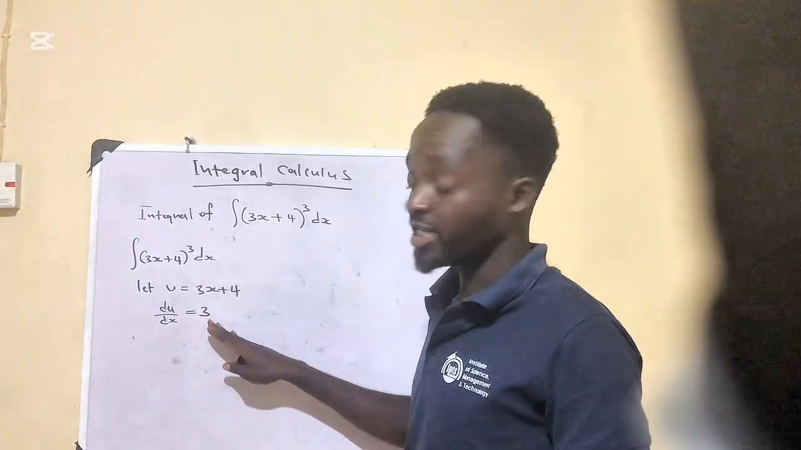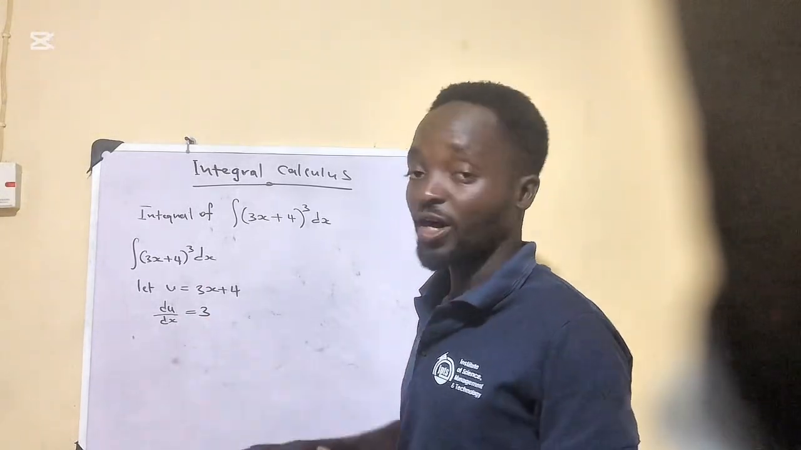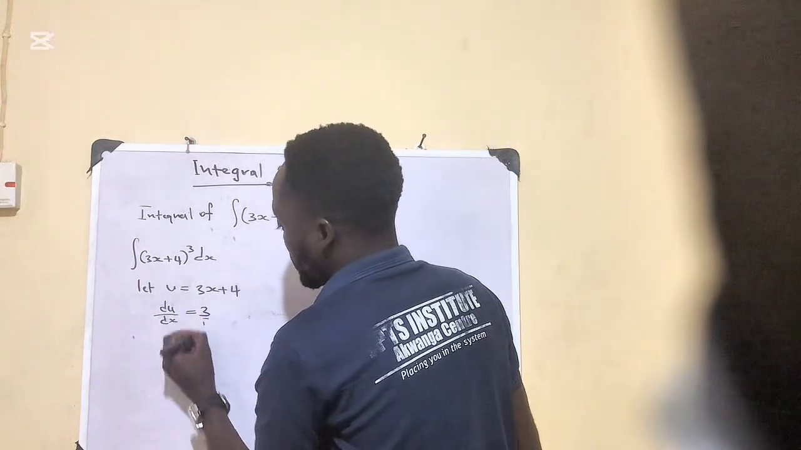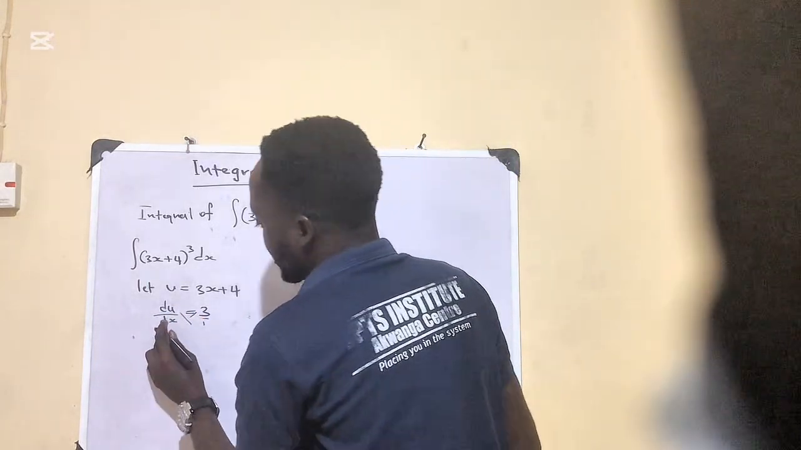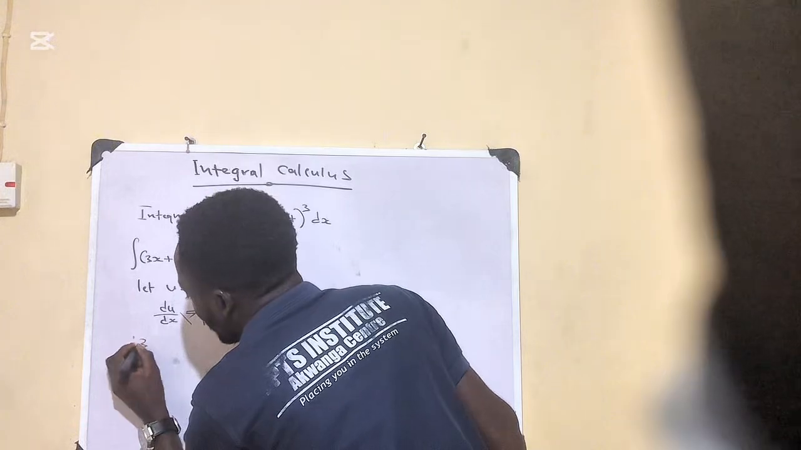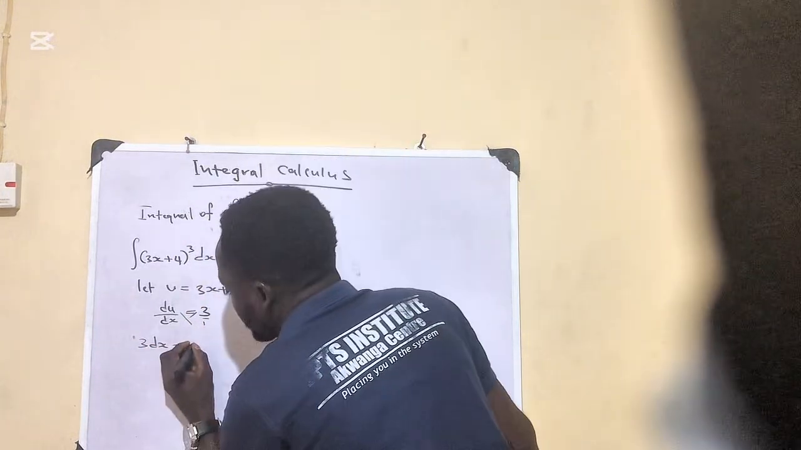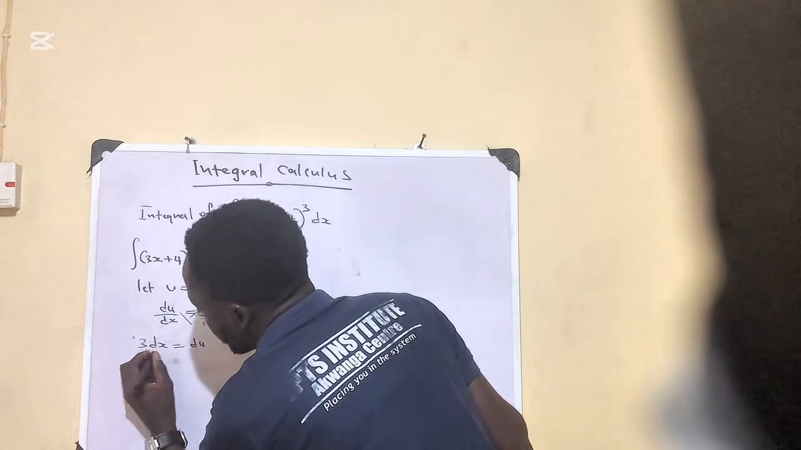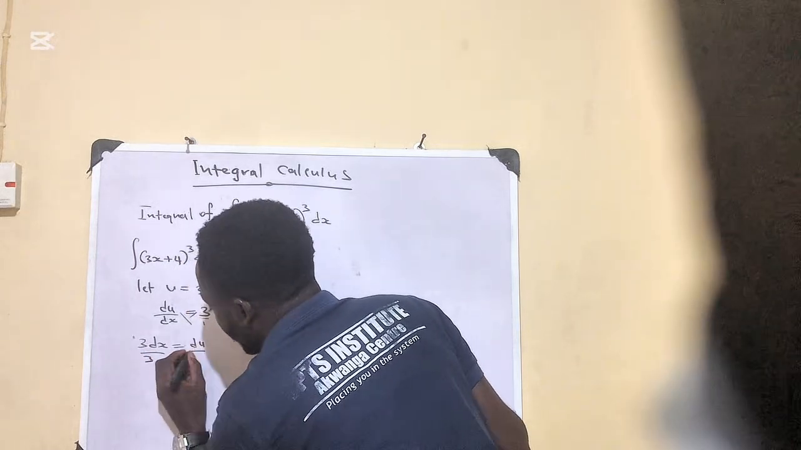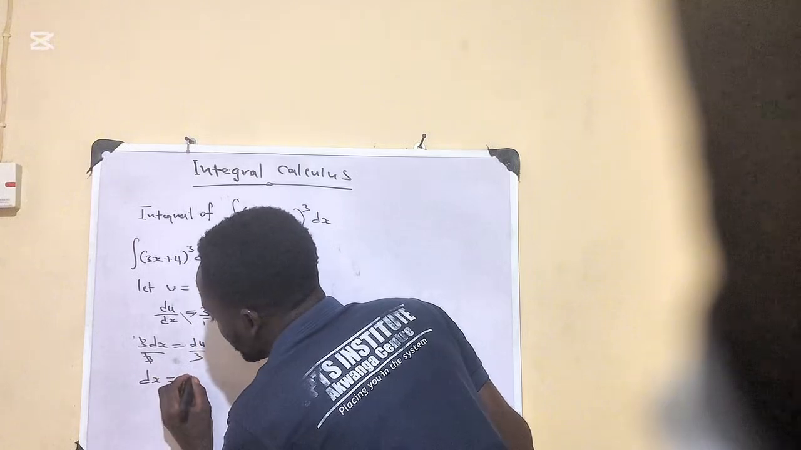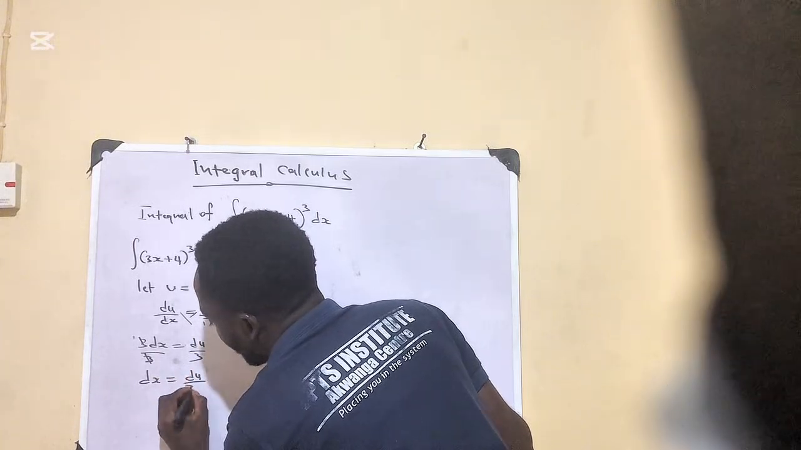The next thing we'll do from here is to make dx the subject of the formula. How do we make dx the subject? By just cross multiplying. So if we put this over 1 and cross multiply, we'll have dx times 3, which is 3 dx, equals du times 1, which is just du. To make dx the subject, we divide both sides by 3, so that the 3 cancels, and we have that dx equals du over 3.